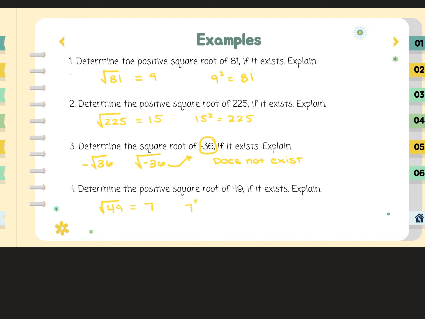And we know that's because 7 squared gives us 49. So if you notice here, squaring a number and taking the square root undoes. So if I square 9, I get 81. If I take the square root of 81, I get 9. So they're basically inverse operations, like addition and subtraction are inverse operations, multiplication and division are inverse operations. They undo each other.